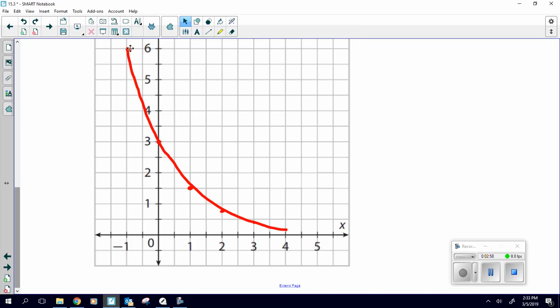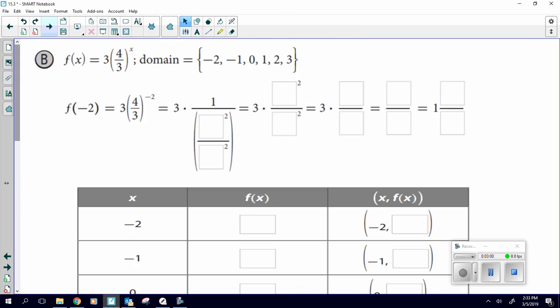Now let's go on to the next one. I'm going to do the same thing I did in the last one. So this is f of x is equal to 3 times 4/3 to the power of x, and 4/3 is being put to the power of x. So when you're putting in your domain numbers, you're putting them in for x. They've started to work this one out. I'm going to go ahead and finish it, but this is the only one I'm going to do like this.